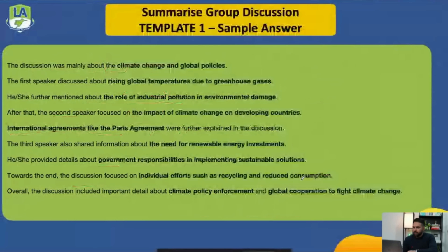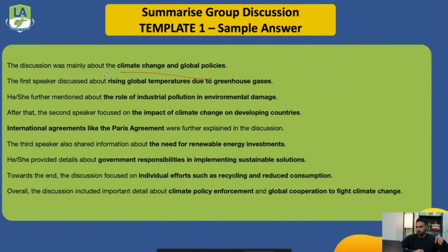Okay, let me show you template number 2, how it is and what is expected out of you. So a sample answer: the discussion was mainly about climate change and global policies. The first speaker discussed the rising global temperature due to greenhouse gases. He further added about the role of industrial pollution. After that, the second speaker focused on the impact of climate change on developing countries.